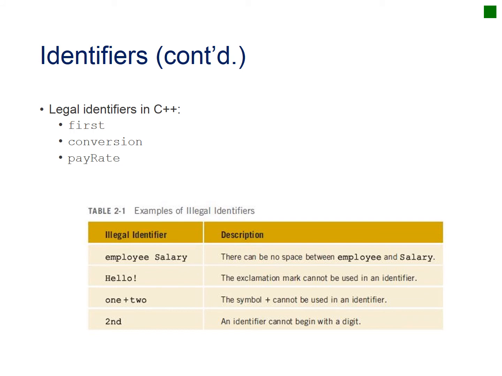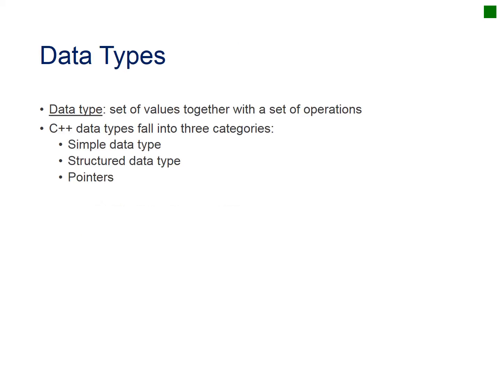Let's look at a few examples of legal and illegal identifiers in C++. We can see that the identifiers first, conversion, and pay rate adhere to the rules of identifiers we previously discussed. Table 2-1 shows some examples of illegal identifiers. Employee salary. This is illegal because there cannot be a space in the identifier. Hello with an exclamation mark. This is illegal because an exclamation mark cannot be used in an identifier.